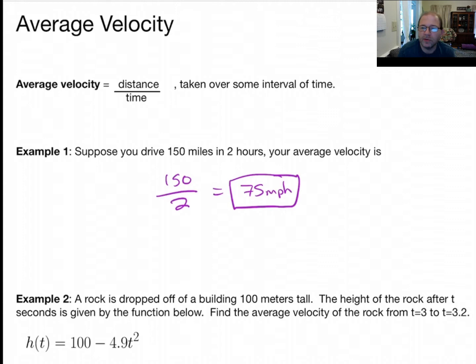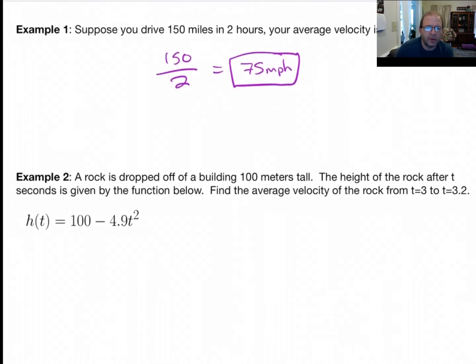Now, in most of the problems that we look at, instead of just being given the distance and time, we're going to have to compute them from one point in time to another. So this example here, a rock is dropped off of a building 100 meters tall. The height of the rock after t seconds is given by this function. Find its average velocity.